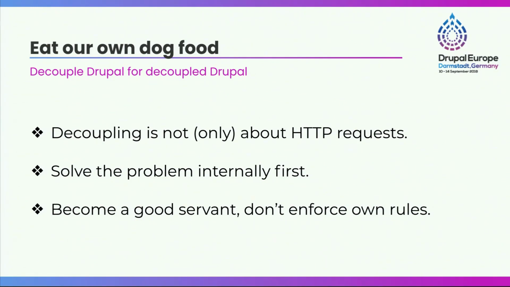Decoupling, I was told, is not about HTTP requests. It's actually about separating concerns. So I think we have to resolve this problem internally first before we start to handle HTTP problems. And in general, to be a feasible solution for large-scale projects as we do them with Daimler here, Drupal has to become a good servant that doesn't enforce its own rules, but can adapt to whatever requirement the environment brings.